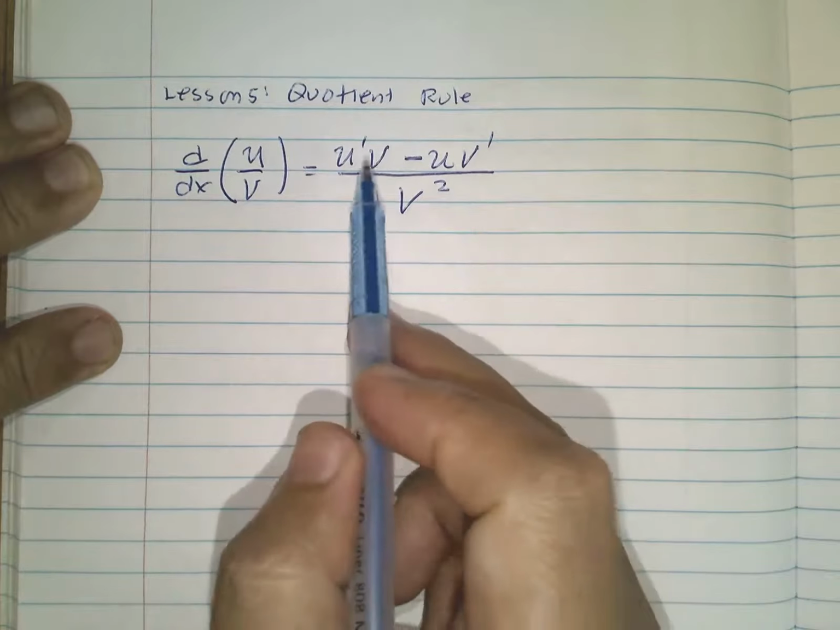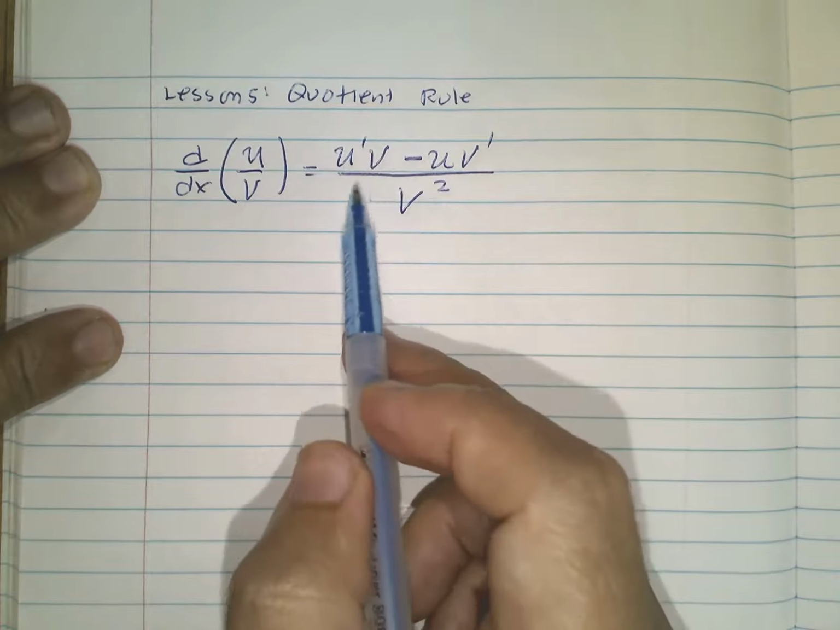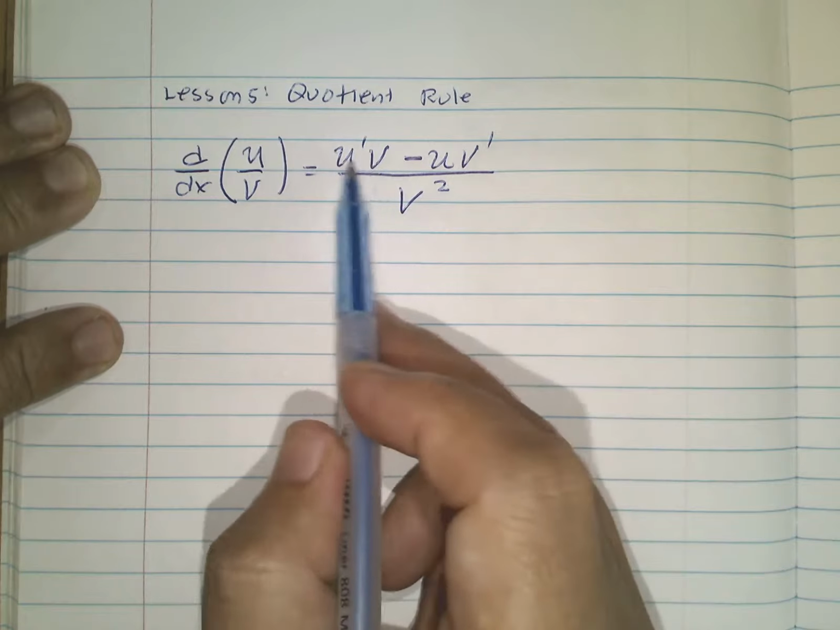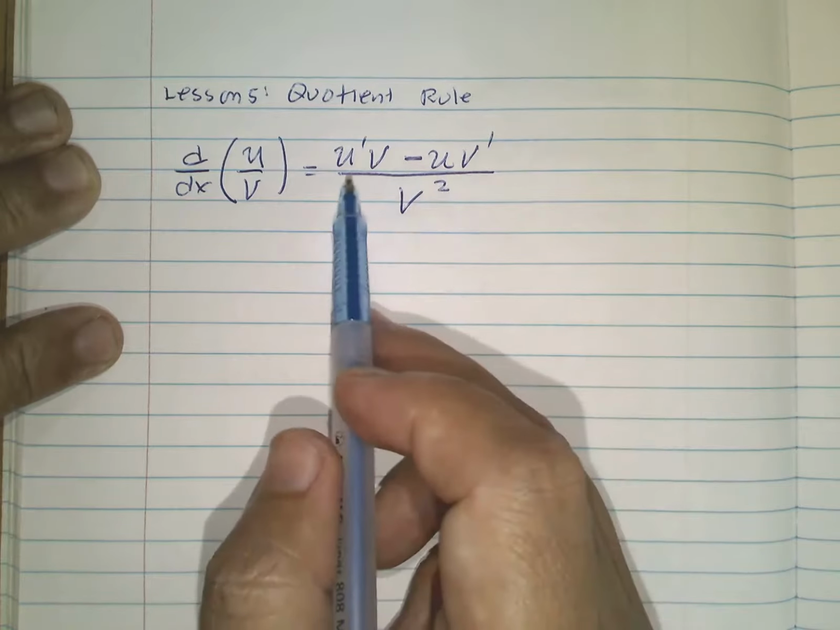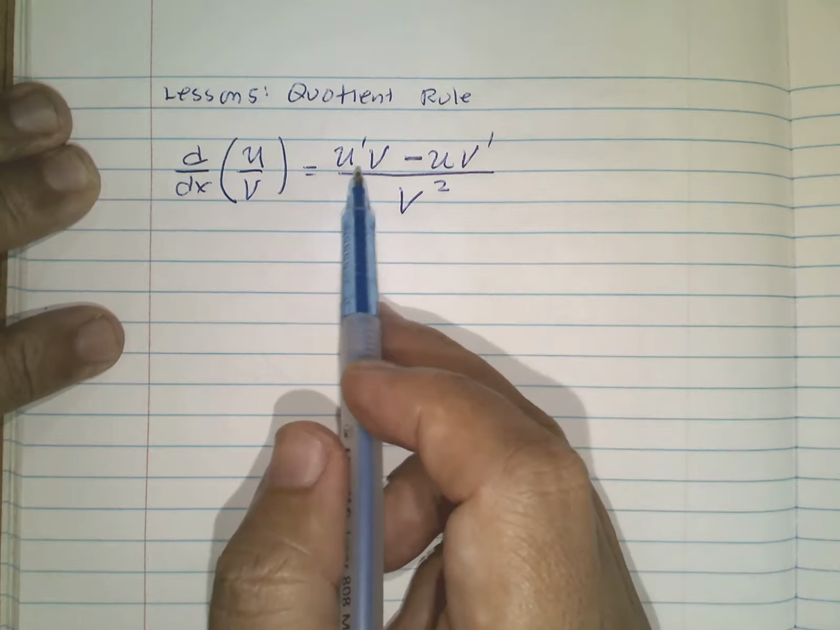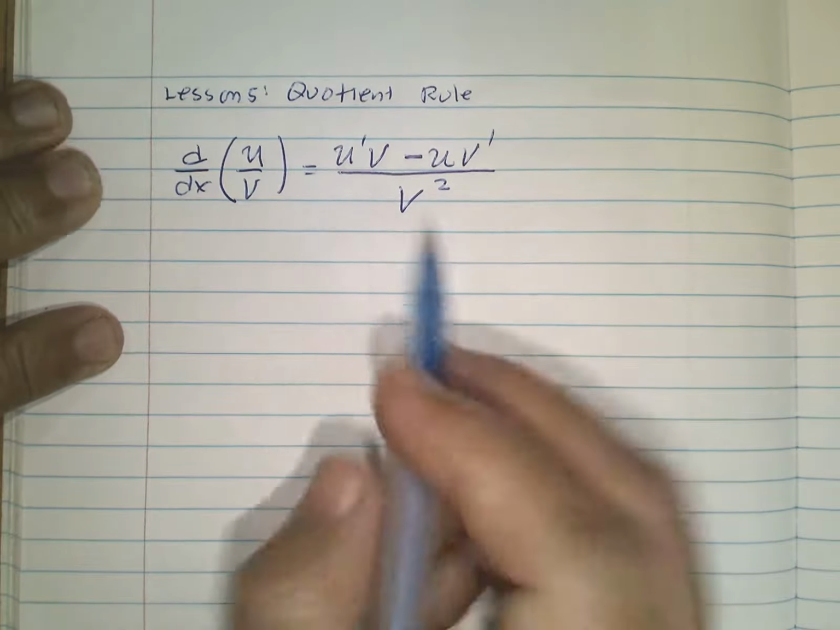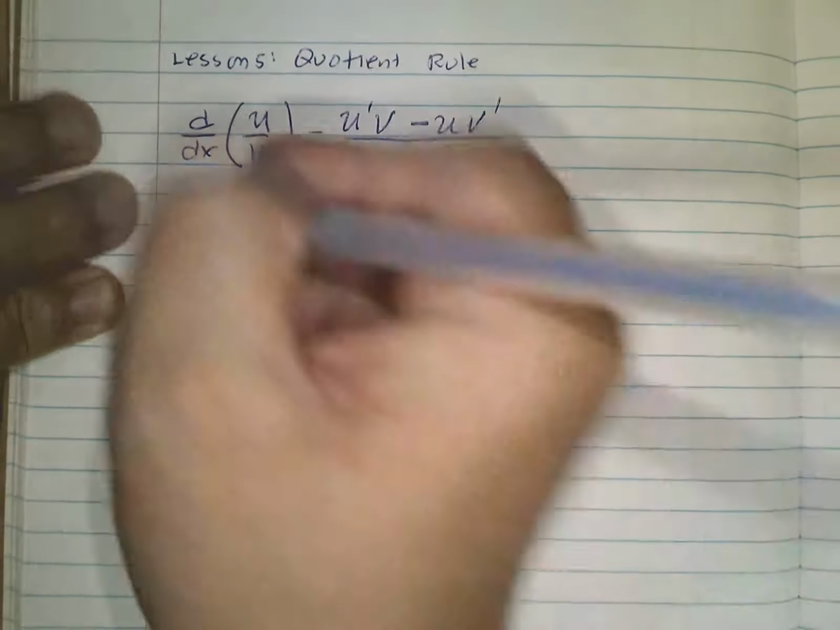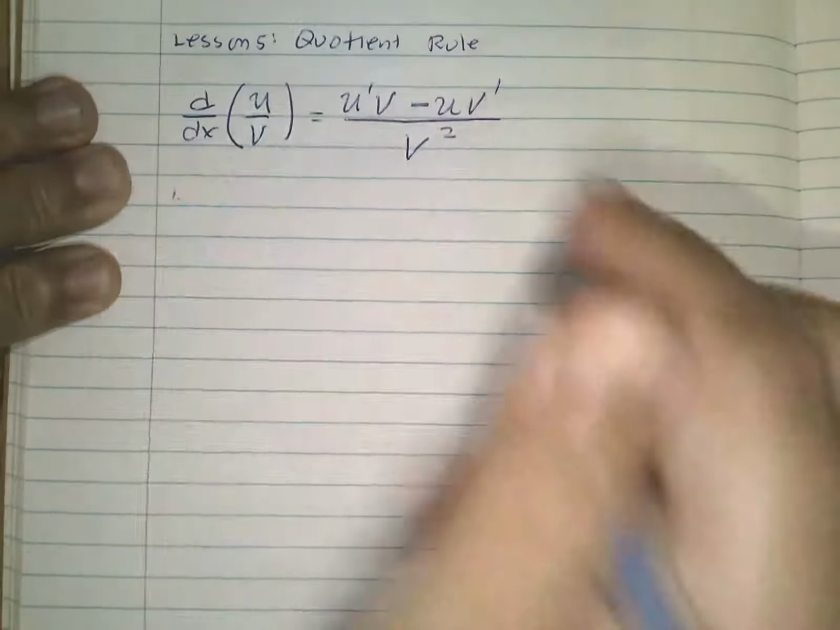Again, do not interchange the formula. It should be u prime v minus u v prime. You can't do v prime then u. Never interchange the formula. Let's try to have one example.